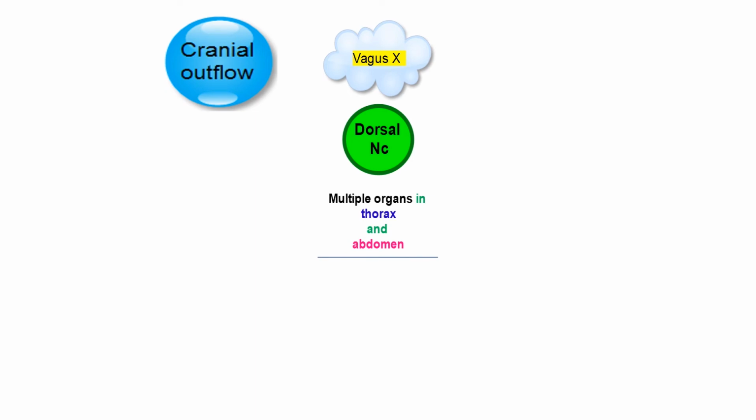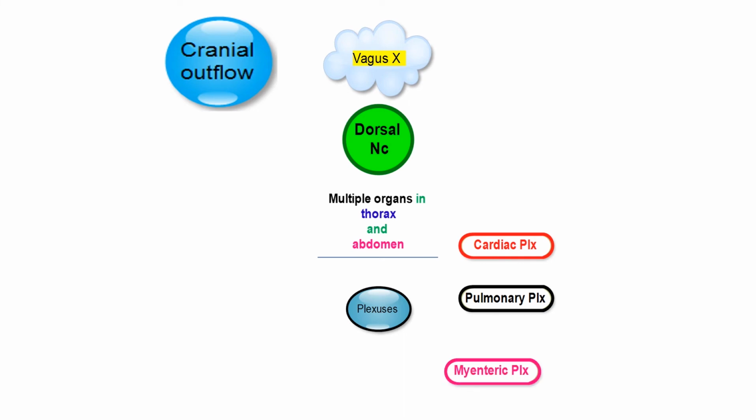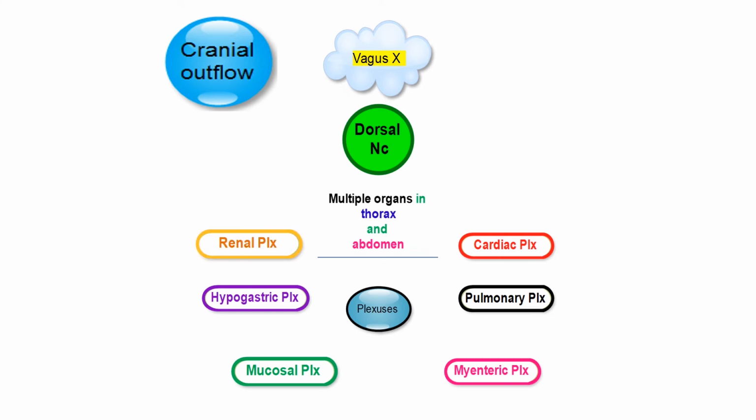The fourth part of the cranial parasympathetic outflow is through the vagus, the most widely distributed cranial nerve, and the vagus has a nucleus called dorsal nucleus of the vagus, and it is going to reach multiple organs in the thorax and abdomen, and it is going to form plexuses like cardiac plexuses, pulmonary, myenteric in the intestine, mucosal in the intestine, hypogastric plexus for other abdominal organs, and renal plexuses.